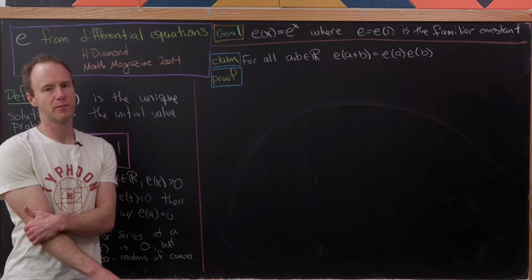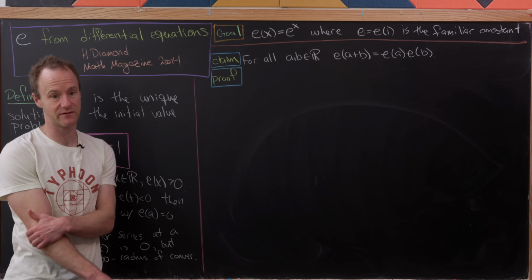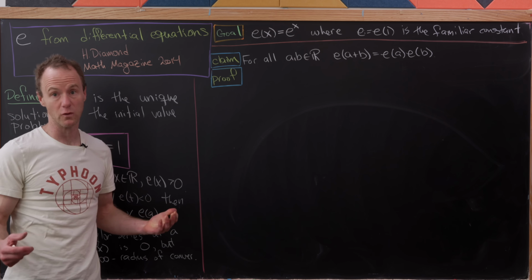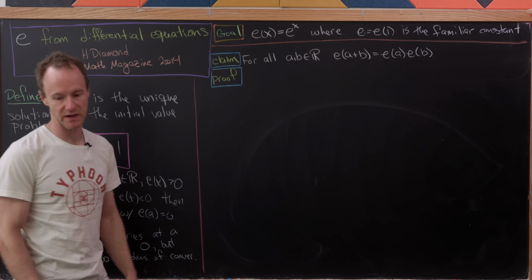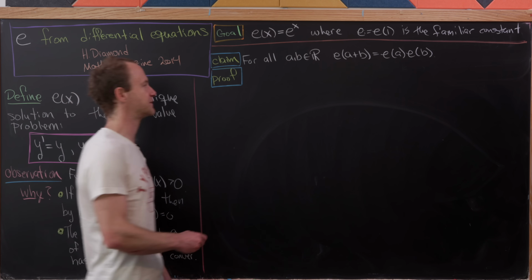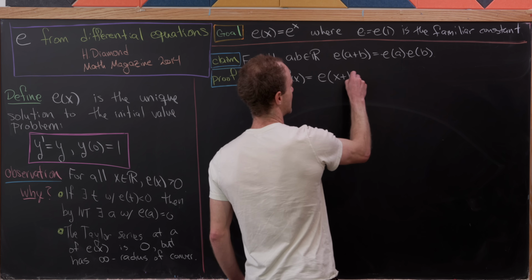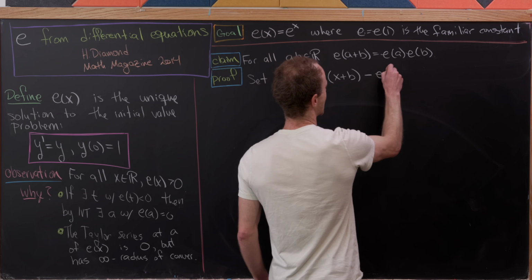Okay, so let's start with the following claim, and this is the multiplicative-additive maybe rule for exponential type functions. e^(a+b) is e^a times e^b for all real numbers a and b. Okay, so how might this go? Well, let's set a new function f(x) equal to E(x+b) minus E(x) times E(b).